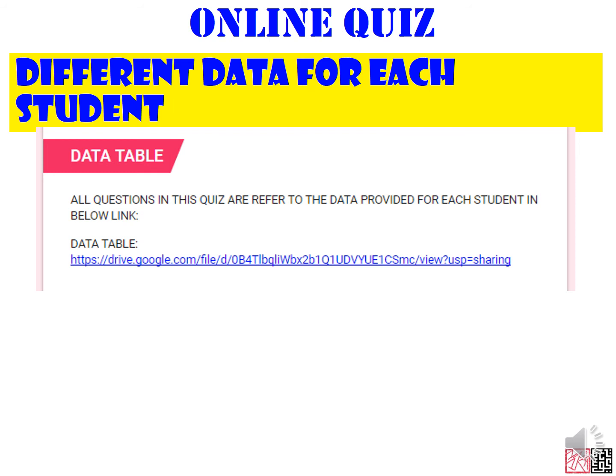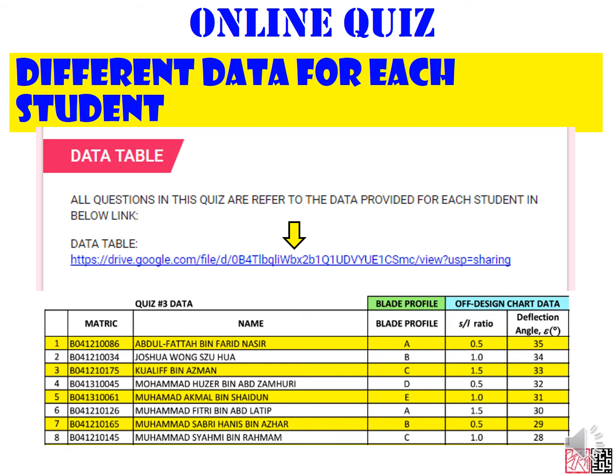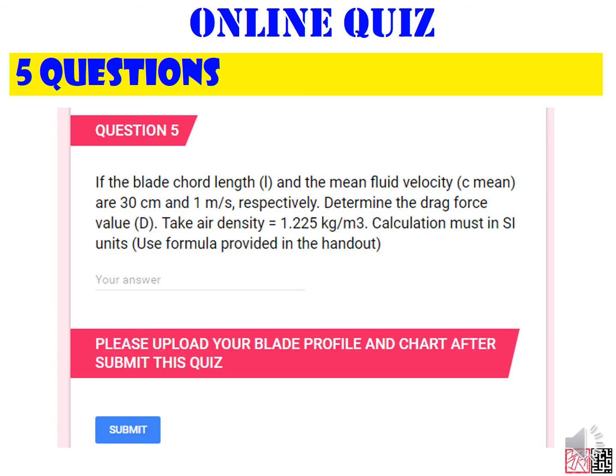In the quiz question, I will provide you the data tables, where if you click the link of the data table, you will get different data for each student. So you need to refer to the specific data for the individual student. This is an example of the data table. By using the data provided in the data table, you need to answer the quiz questions. Each individual student needs to answer 5 questions.